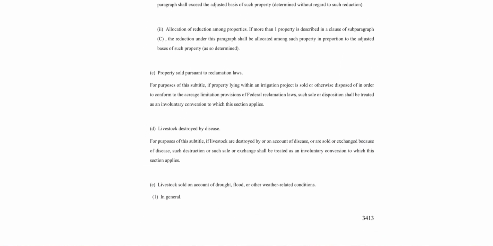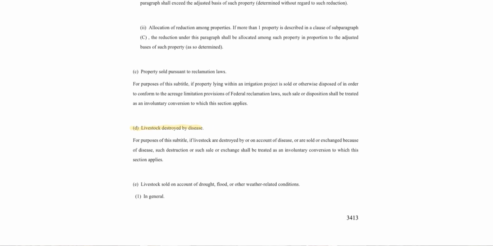So D, livestock destroyed by disease. For purposes of this subtitle, if livestock are destroyed by or on account of disease, or are sold or exchanged because of disease, which is exactly what we have, such destruction or such sale or exchange shall be treated as an involuntary conversion to which this section applies. Boom. That would be the section you want to cite, 1033D, because that one is the most specific.